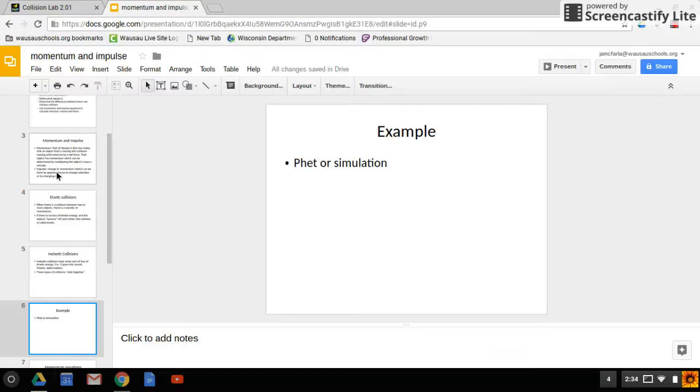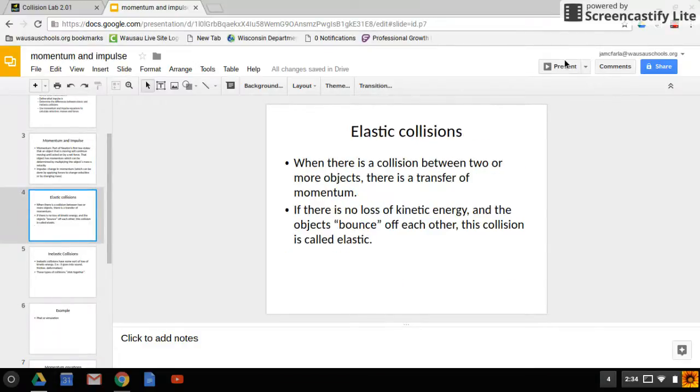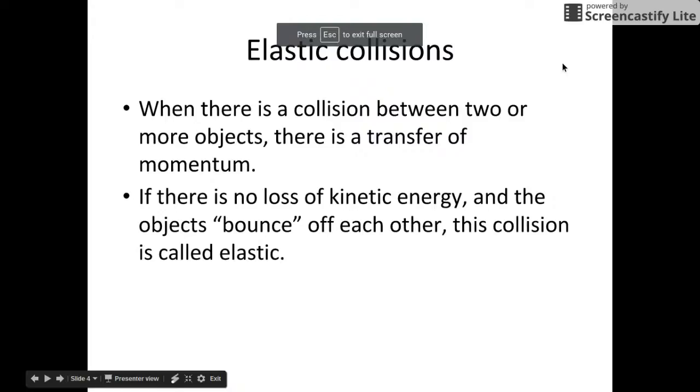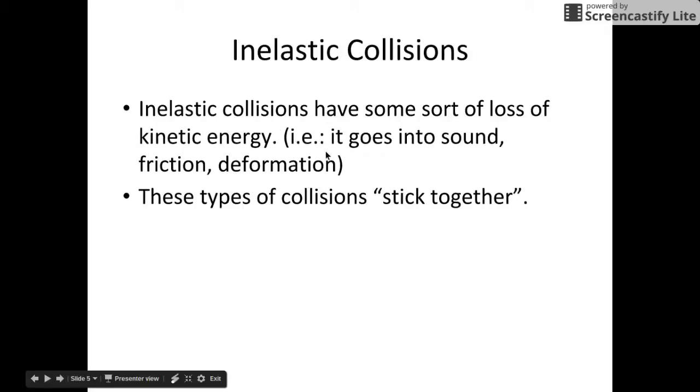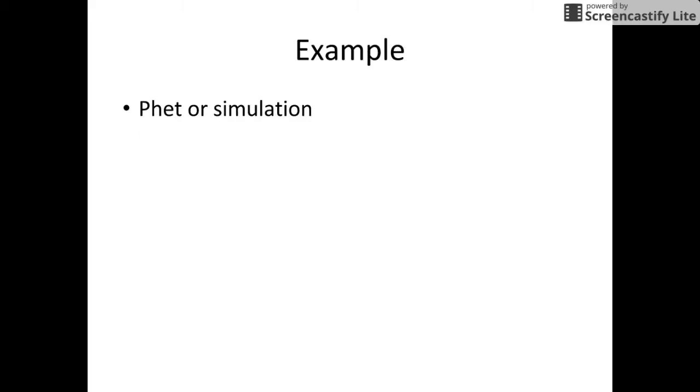So let's go back to our definitions here. An elastic collision is a collision between two or more objects where there's a transfer of momentum, there's no loss of kinetic energy, and they bounce off of each other. That was like that first example where they bounced off of each other. An inelastic collision has some sort of loss of kinetic energy. We didn't hear any sound or anything, but some of that energy must have gone into forming those two spheres or sound or whatever, and these objects stuck together. So try to think back to what the differences were between those two.